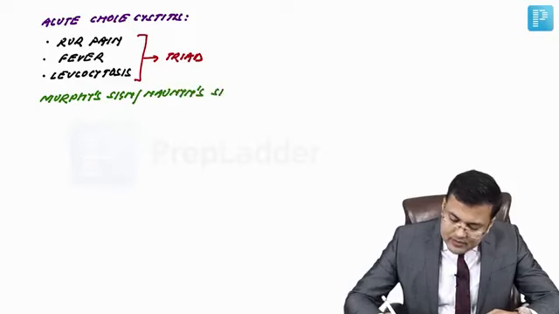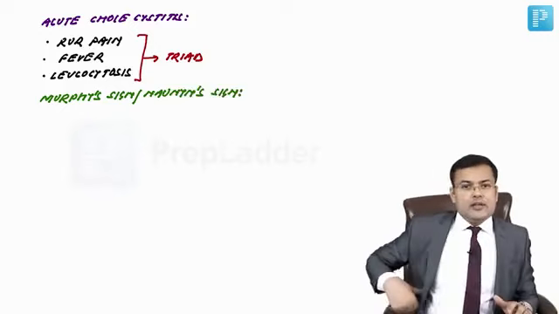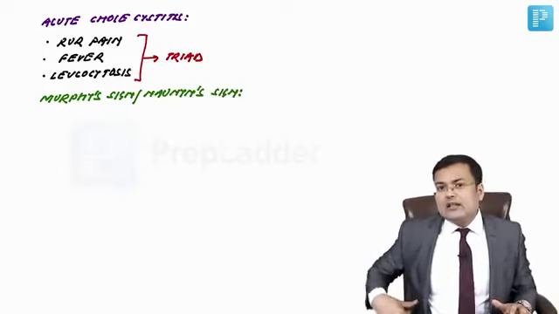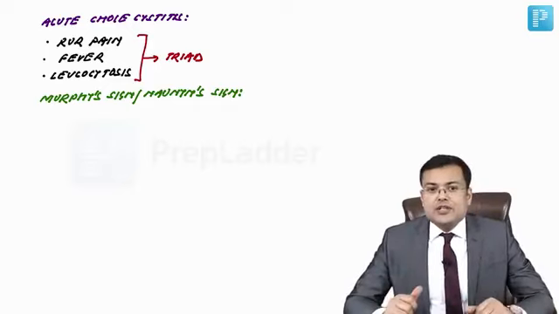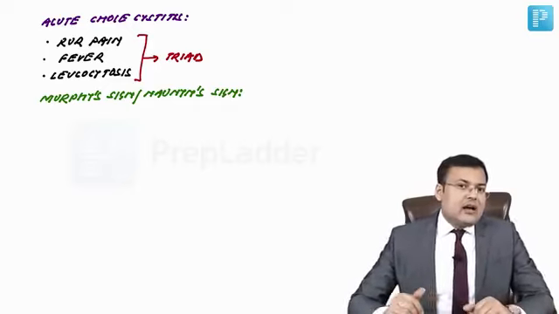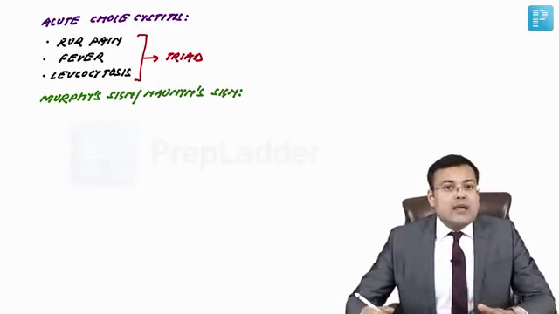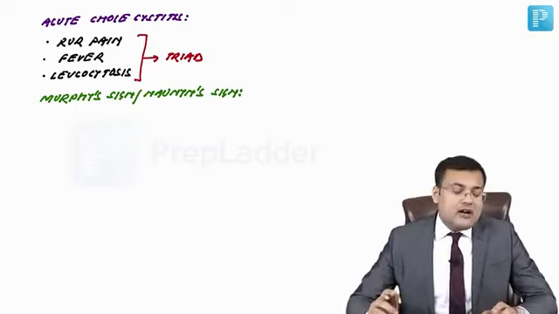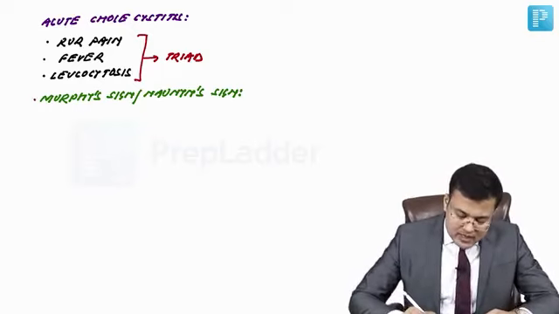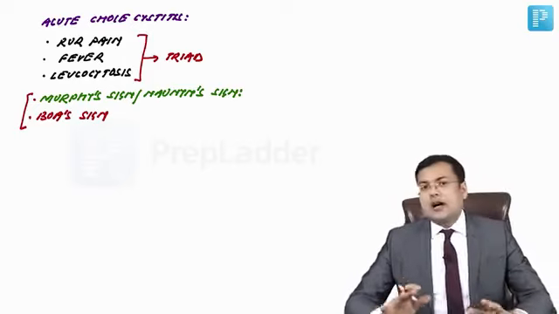Right? So what is this Murphy's sign? On pressing the tip of the right ninth costal cartilage, the patient catches the breath in inspiration. Second sign, at the right inferior angle of scapula, there is hyperesthesia. So hyperesthesia at the right inferior angle of scapula. And what's the name of that sign? That is Boas sign. These are two signs which are asked frequently.